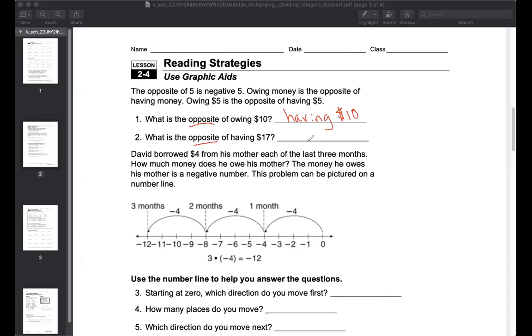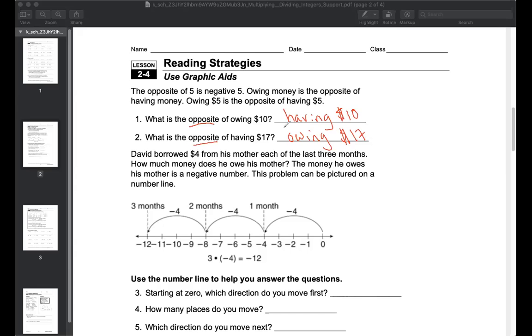Oh, okay. What is the opposite of having $17? It is owing $17. Right? Why is this problem so backwards? I was saying the same thing. I've never seen anything like this. Could you write that for number 1? Couldn't you just write that as a positive 10 and then number 2 as a negative 17?